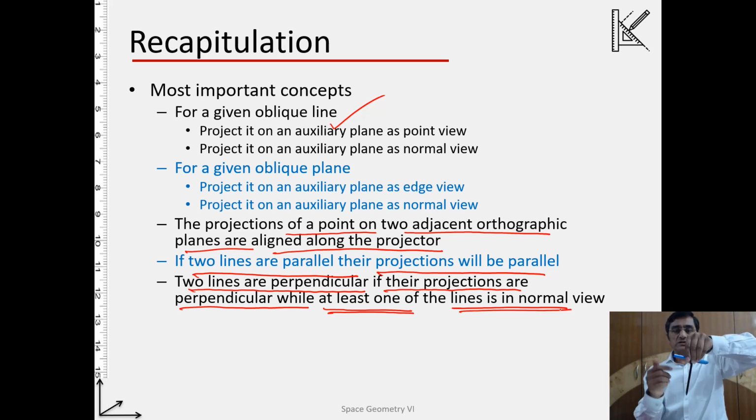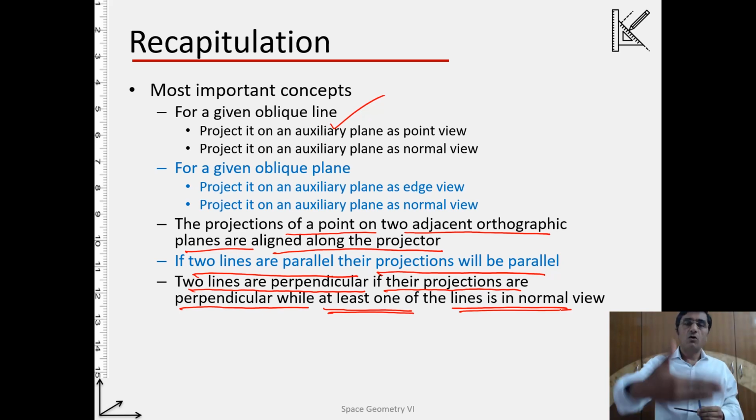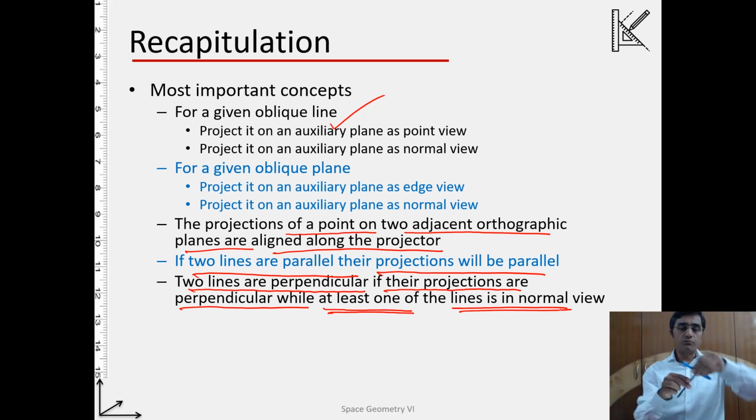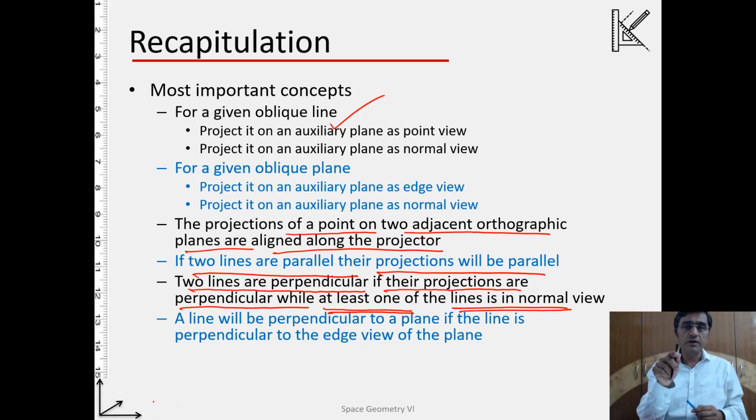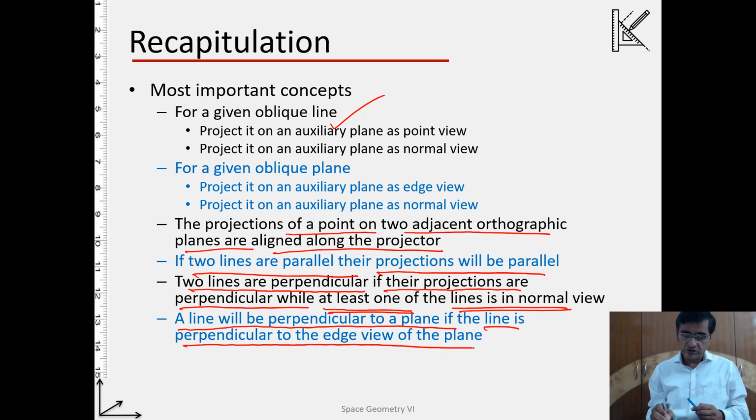In this case, if the projections on this plane of these two lines are perpendicular, then we will say these two lines are perpendicular. So one of the lines in that case has to be a normal view. Another concept: a line will be perpendicular to a plane if the line is perpendicular to the edge view of the plane. Well, this is also an interesting concept.